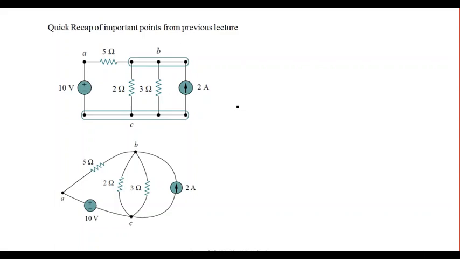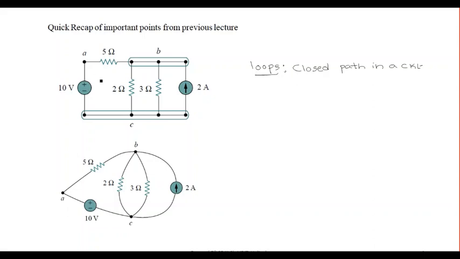Okay. Now coming to the number of loops here, if you consider the loops, they are nothing but closed paths in a given circuit. Here we have many loops. Basically, the visible loops are these things.